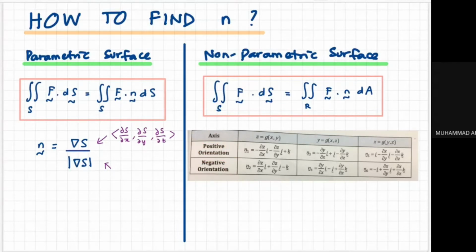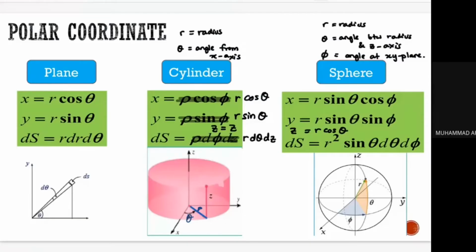So if the question gives you the equation z is equal to 4 minus x minus y, in this case you should use this n. Then you have to check whether it is positive or negative. You can use this one or this one. Okay, now let's move to the polar coordinates. Let's say you have a plane, just a plane.